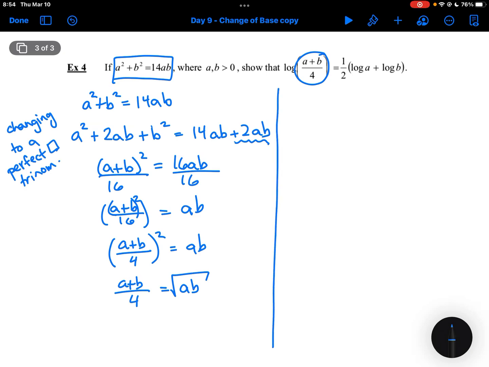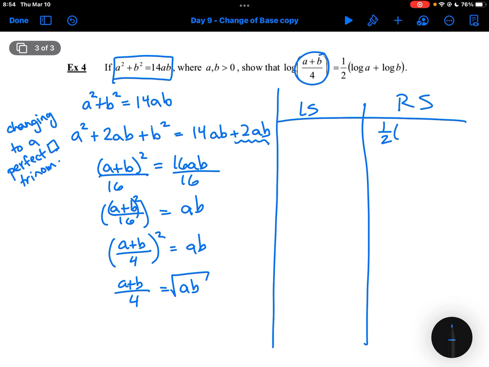So using that relationship, I'll do my left side, right side table here. So my right-hand side is 1/2 log A plus log B. I can change this one here a little bit. So I could change this to 1/2 log A times B. Maybe you can see where I'm going with this. And then that 1/2 is a coefficient in front. So I can actually bring that up to be an exponent. So that's kind of interesting.